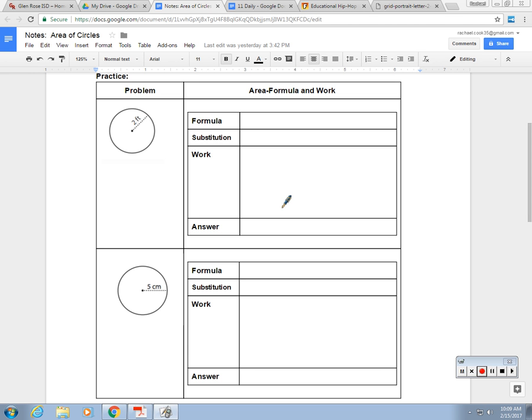So our answer is going to be area, or A, equals 12.56 feet squared. Okay. Because we just calculated and found the area, and area is measured in square units. Since we had feet, then we're going to have feet squared at the end. You have to label your answers like this. Okay? All right, number 2, the second one.